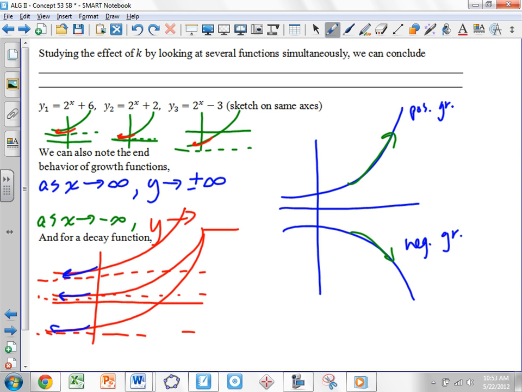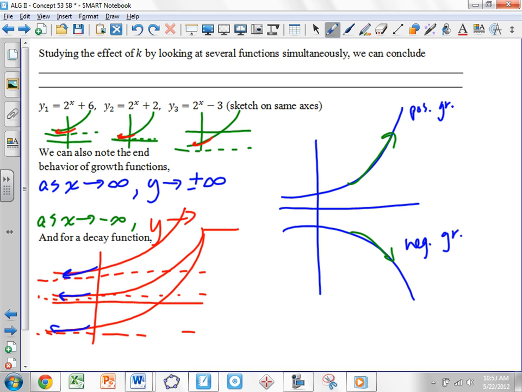Do you see that? Everybody see that so far? Yeah. So this one goes to 6, this one goes to 2, this one goes to negative 3. 6, 2, and negative 3, where do they come from? Which parameter? A, B, H, K, where do they come from? Okay. The K value. Again, the K value.